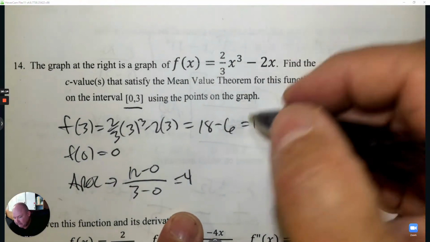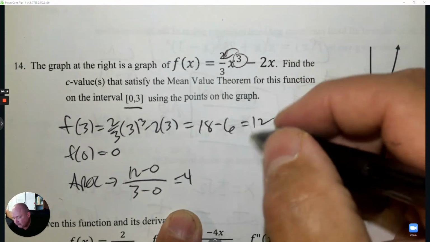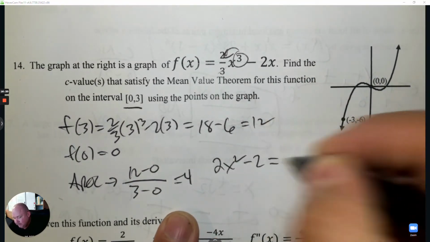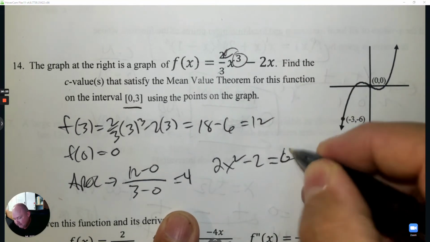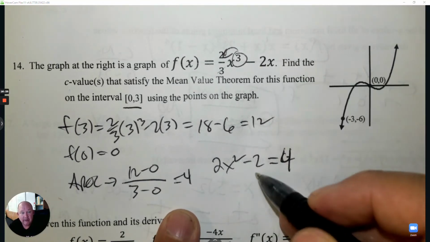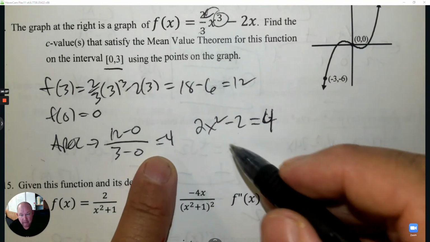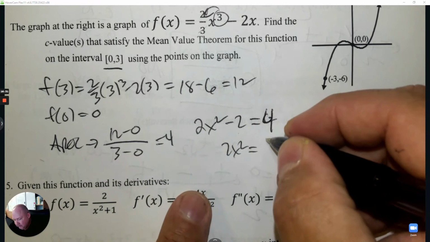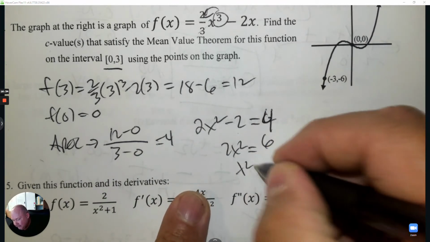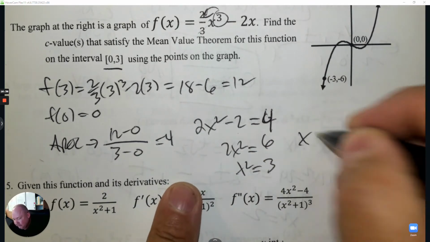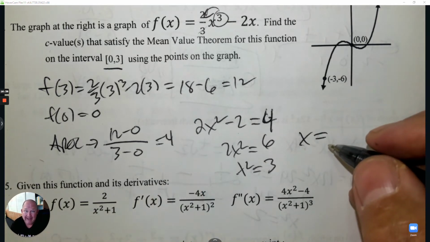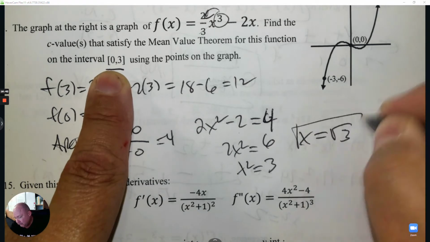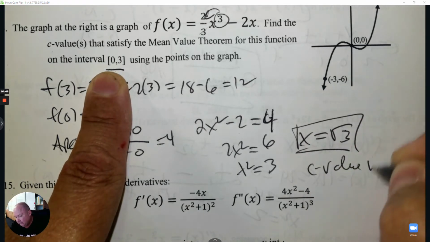Then the derivative, so 3 times 2/3. The 3's cross out, leaves me 2x squared. The derivative of negative 2x is -2, and then make it equal to the A rock, which is 4. Add 2. Divide by 2, and then square root. Now normally the answer would be positive and negative root 3, but we only want the answer in the interval. So it's only positive root 3, and that's the C value.